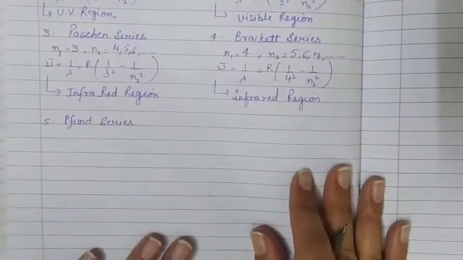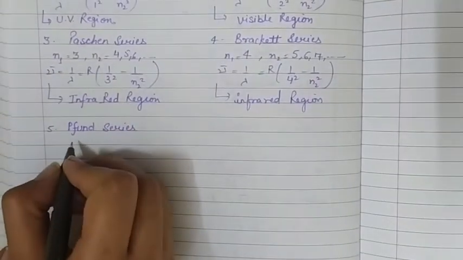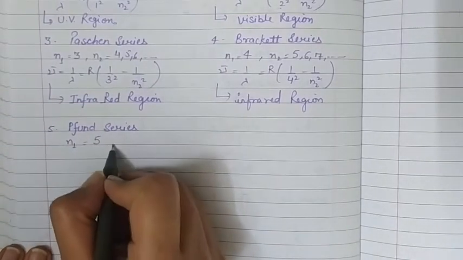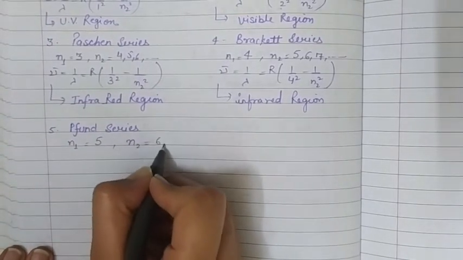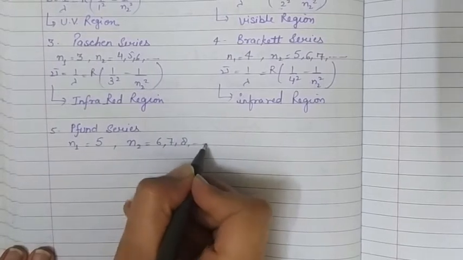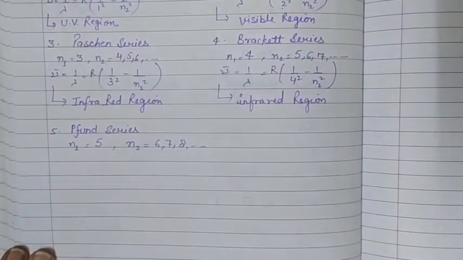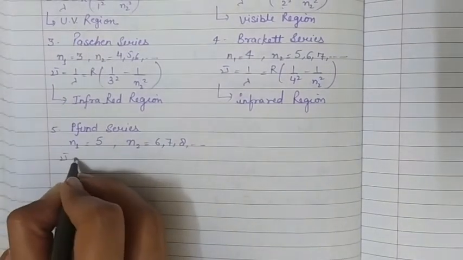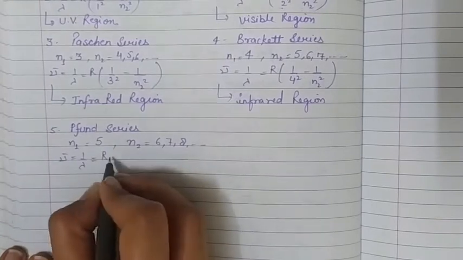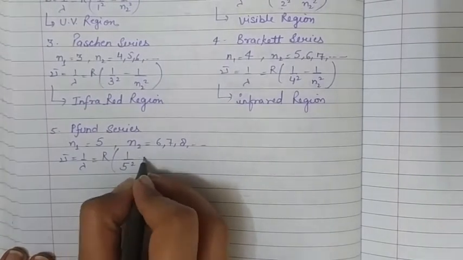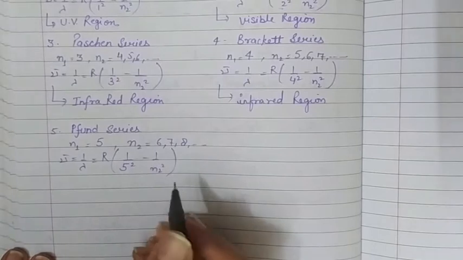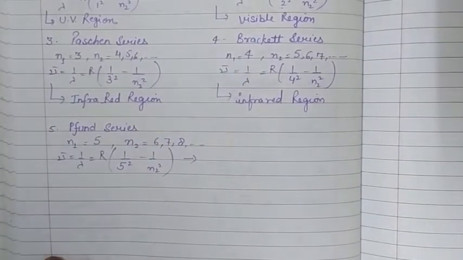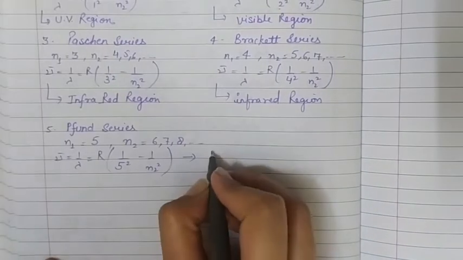For the Pfund series, the lower energy level to which the electron transits is n1 is equal to 5, and it transits from higher energy levels 6, 7, 8 and so on; from either 6 or 7 or 8 it will transit to level number 5. In that case, nu bar is equal to 1 upon lambda is equal to R times 1 upon 5 square minus 1 upon n2 square, and the Pfund series belongs to the infrared region again.